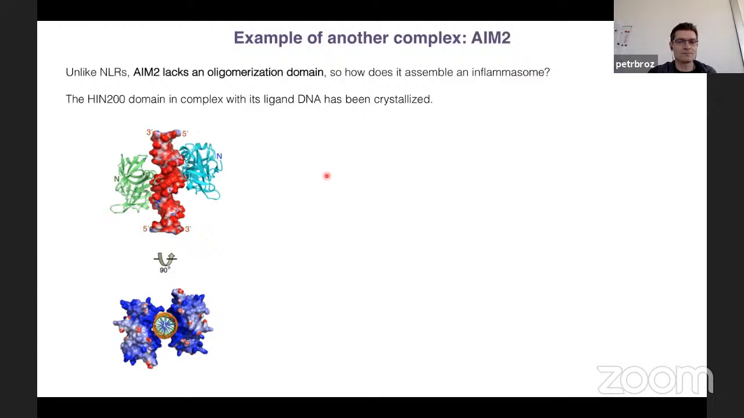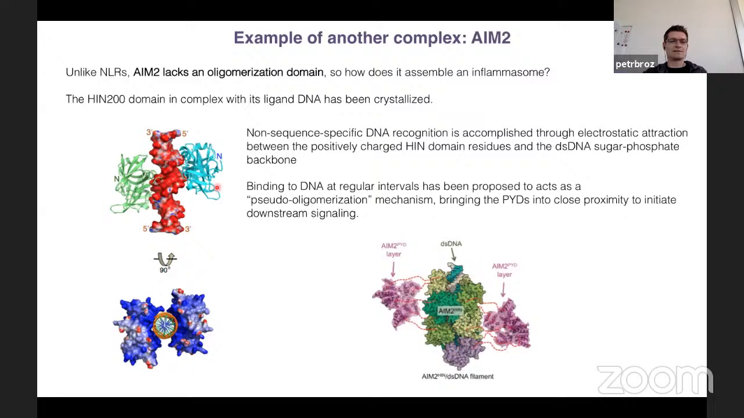What you can see here is the crystal structure of the HIN200 domain in complex with the DNA. These are the HIN200 domains from the side and the top view. Basically what is believed is that the DNA functions as an oligomerization template for the receptor. The whole DNA gets covered by M2 HIN domains, and through that you have a high local concentration of M2, so that the pyrin domains will eventually be able to cluster and initiate caspase 1 activation and eventually cell death.